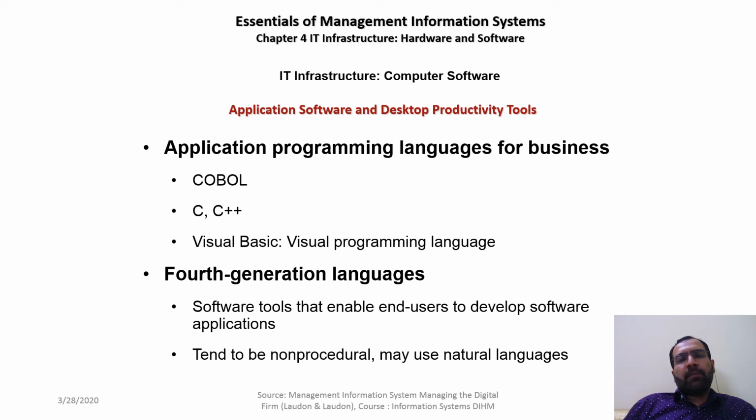There are application programming languages as well, which include Visual Basic, Visual C or C++, or different business languages, including COBOL. These are all called the application programming languages for businesses. And what we do, we can develop applications based on these languages. Fourth generation languages include software tools that enable end users to develop software applications.